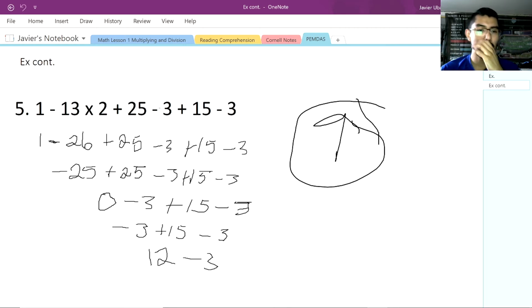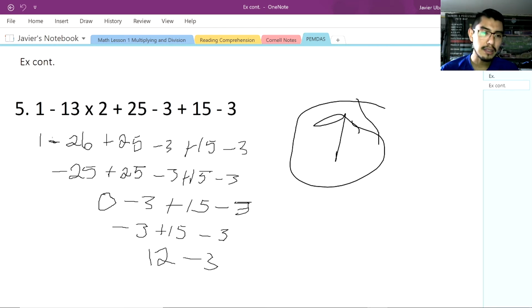So here we want to start off with multiplication, because remember, please excuse my dear Aunt Sally. We have parentheses? No. Multiplication? Yes, we do. 13 times 2. Now 13 times 2 is 26. So you write 1 minus 26 plus 25 minus 3 plus 15 minus 3. Now that we only have subtraction and addition, you work from left to right. Remember, from the 1 to the 3.